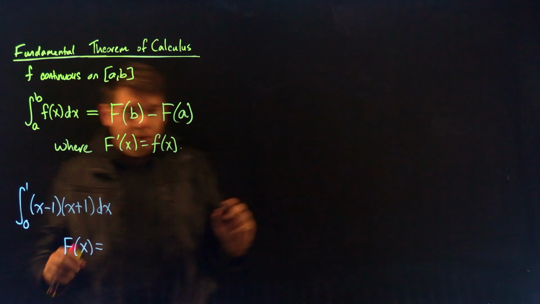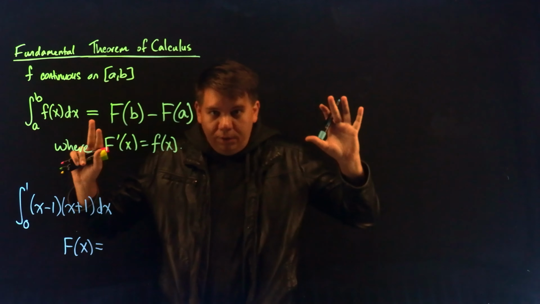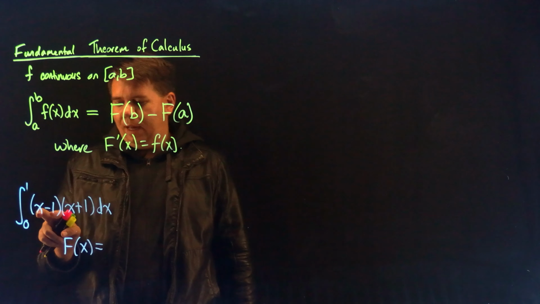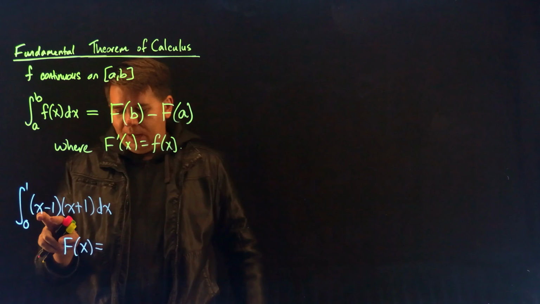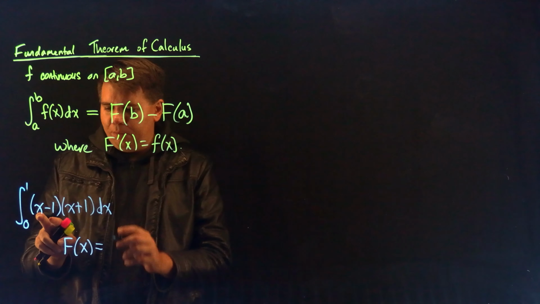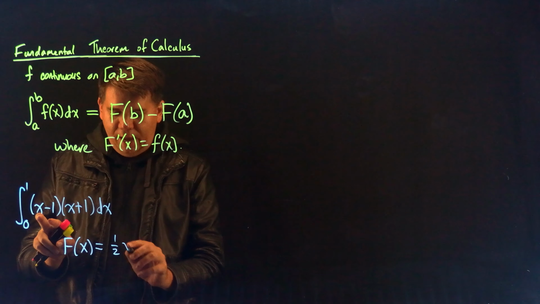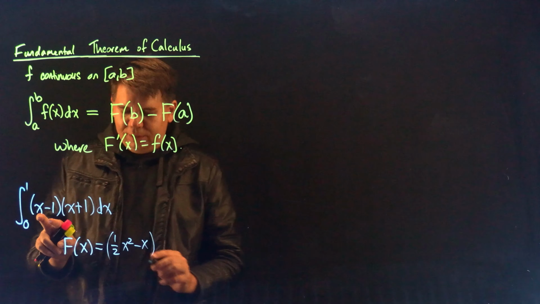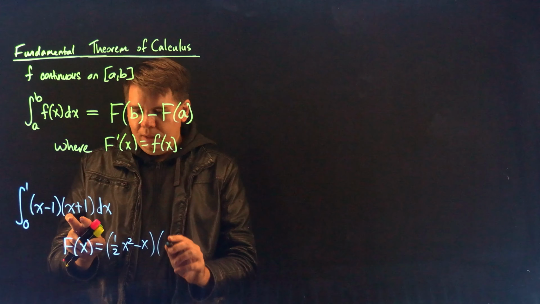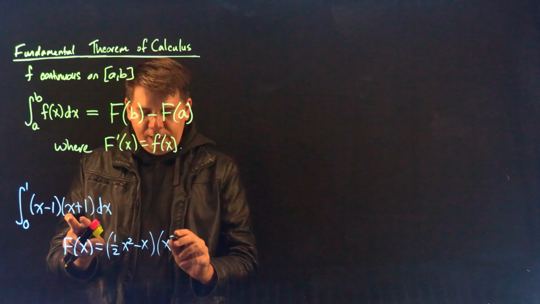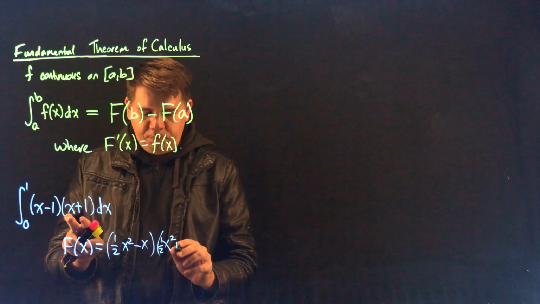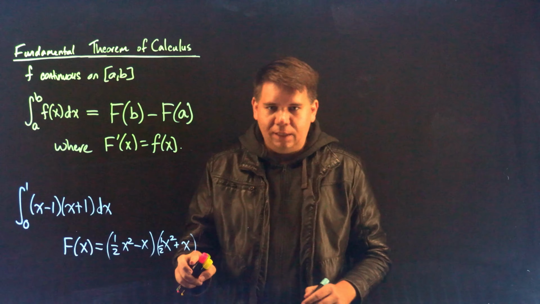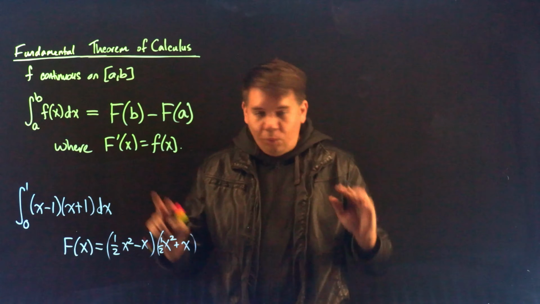Now here, you may be tempted to say, well, you have these two pieces. The antiderivative of the first piece, I could go and solve that, and it would be something like 1/2 x squared minus x, and then the antiderivative of the second piece is 1/2 x squared plus x, there you go. And so the antiderivative is just the first piece times the second piece. But no. Why is that wrong?